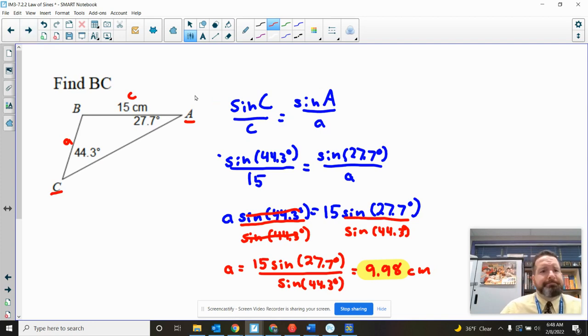So let's recap what we did. Take a look at what you have. Because I had an angle measure and the side length across from it, that's what makes the law of sines a good tool. Set up your proportion, put in what you know, so you can cross multiply and solve for what you don't.